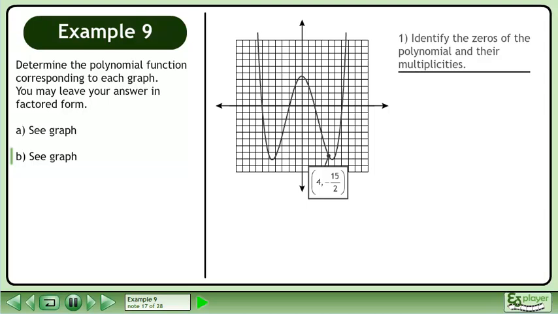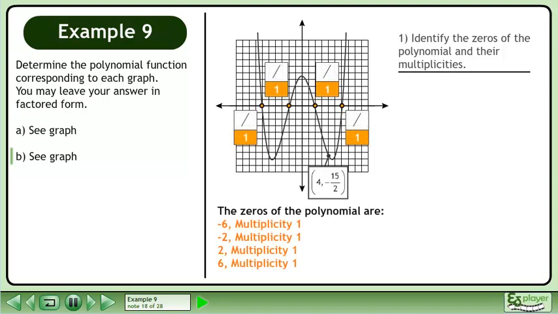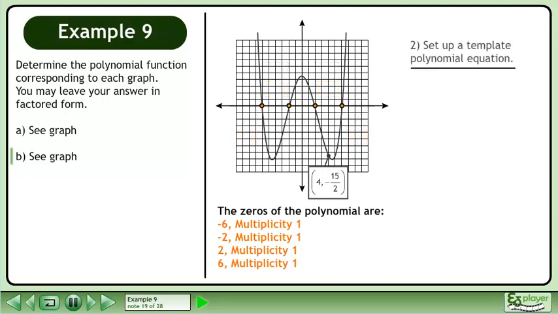Identify the zeros of the polynomial and their multiplicities. The zeros of the polynomial are negative 6, negative 2, 2, and 6. All of the zeros have a multiplicity of 1. Next, we'll set up a template polynomial equation. Write p of x equals a times x plus 6 times x plus 2 times x minus 2 times x minus 6.